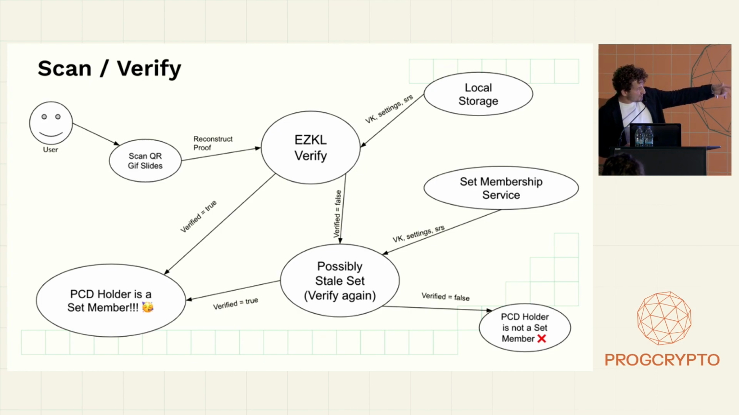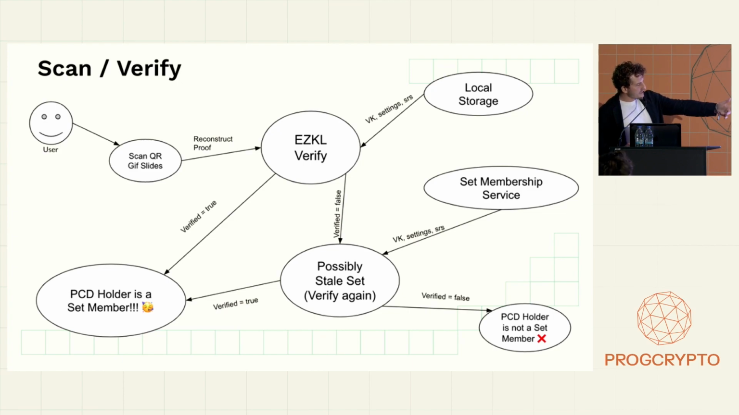verify function. It'll get the VK, verification key, the settings, and the SRS from local storage. And then it'll test, is this a valid proof? So if it verifies true, then we know that the PCD holder is a set member. The other path that could happen is it verifies to false.